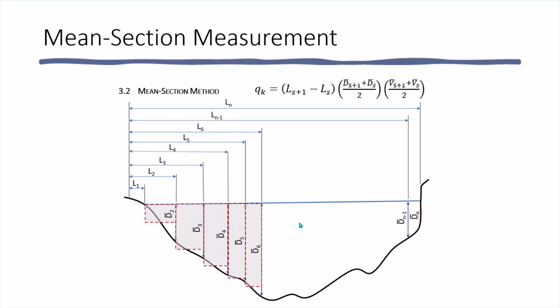The mean section method computes the discharge for a panel between two fixed locations, beginning at the start bank and working towards the end bank. The discharge is computed by multiplying the average depth and velocity for the fixed location and the next location by the width between the location and the next location. The result is a discharge between two fixed locations, rather than a discharge assigned to a fixed location as in the mid-section method. ISO 748 provides a description of both methods.